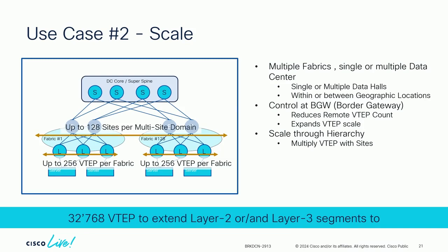When I'm looking at some hardware tables which are limited to 1K, 2K, or 8K, this is a multitude of that. And it is not just wild, it is actually going in a controlled fashion, given that at the border gateway level, where the multi-site domains are separated, you have control of what you want to extend. So you don't even need to extend layer 2 everywhere or layer 3 everywhere. You have a control point of how far you want to go or how far you need to go in these cases.